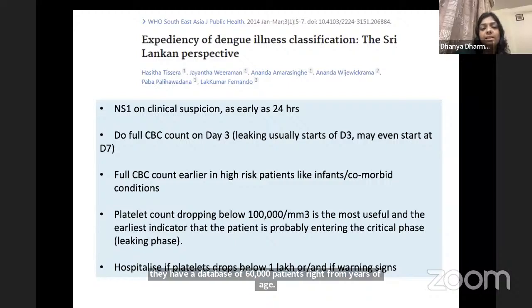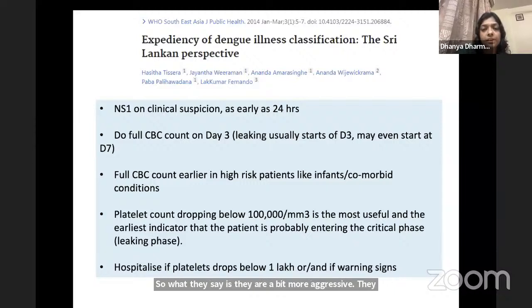So what they say is they are a bit more aggressive. They say when you see a patient and you are suspecting dengue, do NS1 as early as possible. And definitely you do a full CBC count on day 3, because leaking usually starts on day 3, very rarely in the first 2 days. But remember to also do a CBC daily. I'm talking of the aggressive way that the Sri Lankan guidelines talk about, to ensure zero mortality, is that you follow up these patients.